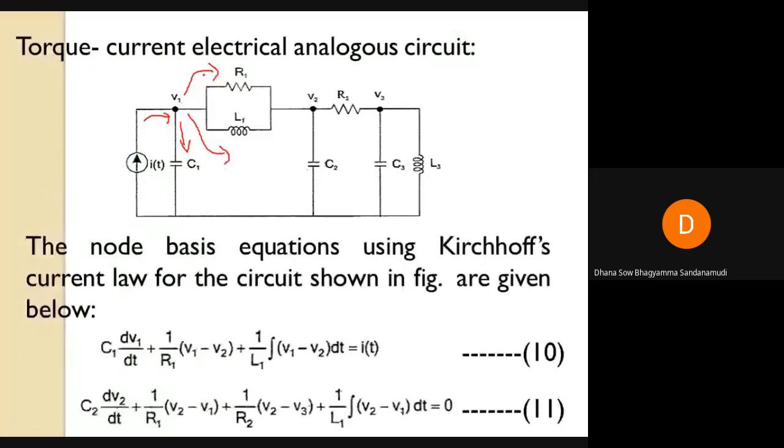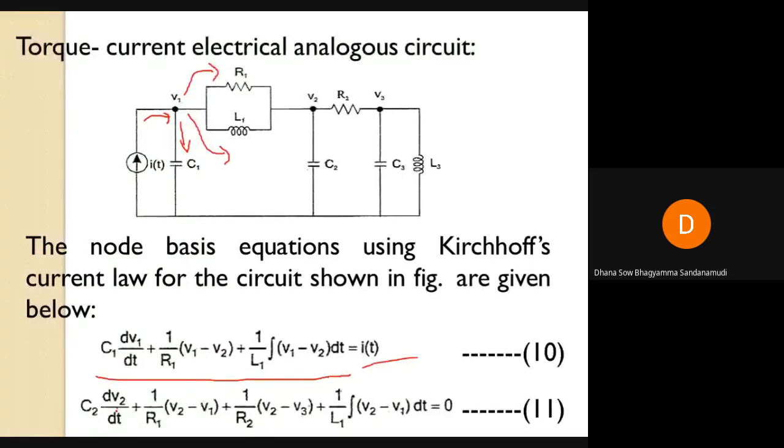So entering current equals leaving currents at node 1. Leaving currents: C1 dV1 by dt plus V1 minus V2 by R1 plus 1 by L1 integral of V1 minus V2 dt. We will call this equation number 10.